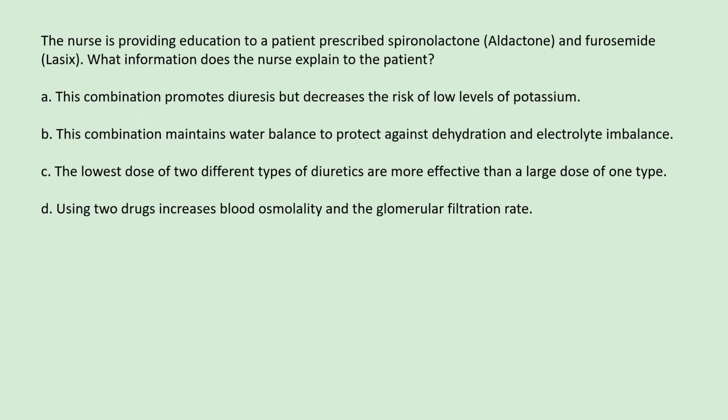The nurse is providing education to a patient prescribed spironolactone, Aldactone, and furosemide, Lasix. What information does the nurse explain to the patient? A. This combination promotes diuresis but decreases the risk of low levels of potassium. B. This combination maintains water balance to protect against dehydration and electrolyte imbalance. C. The lowest dose of two different types of diuretics are more effective than a large dose of one type. D. Using two drugs increases blood osmolality and the glomerular filtration rate.